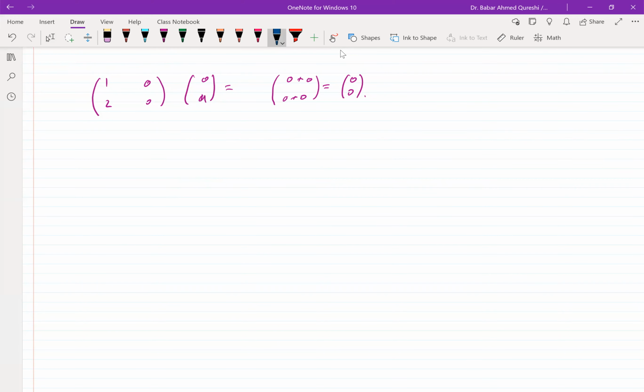Now let's look at another example. This time we have this matrix.